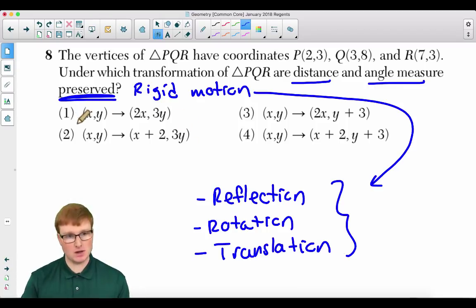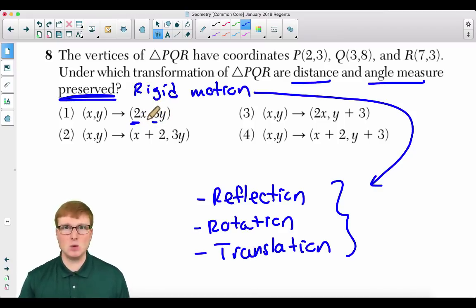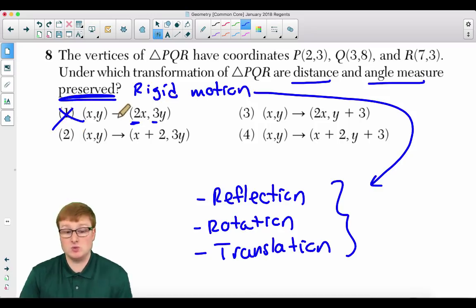So if we look at choice 1, we're given the coordinate xy, and all of a sudden they're multiplying the x value by 2 and the y value by 3. Again, these two numbers are not the value of 1. So this is actually a dilation with a scale factor greater than 1. So these points are not the same as the original. So distance and congruency is not preserved under that one. So choice 1's out.